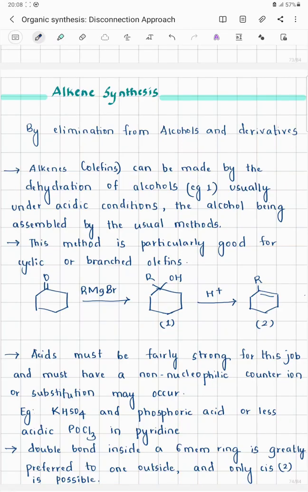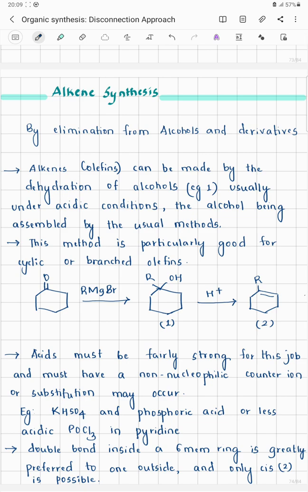Hello everyone. In the previous class, we saw the synthesis of amines and various methods, through retrosynthetic analysis, of how we can synthesize amines. In this discussion, we will be looking at alkene synthesis. How are these alkenes generally synthesized? They can be synthesized by elimination from alcohols and their derivatives. Basically, the reaction that will be going on is a dehydration.